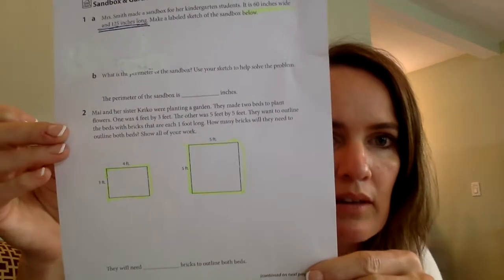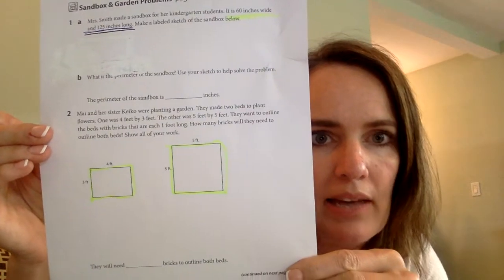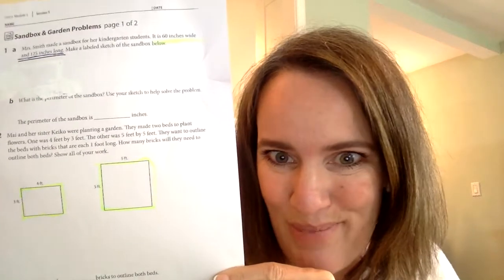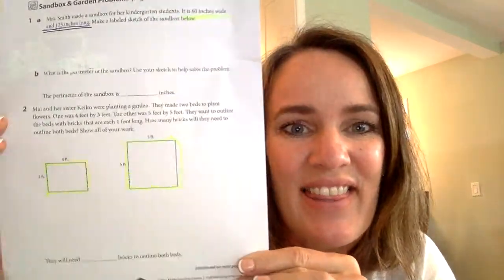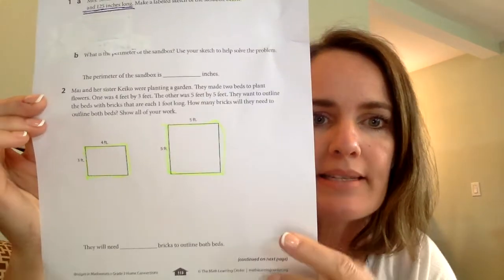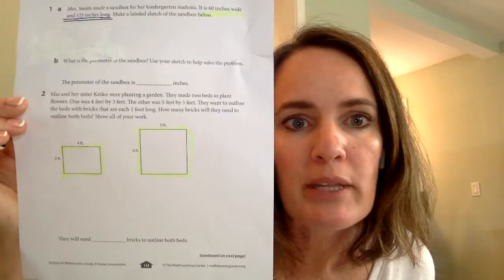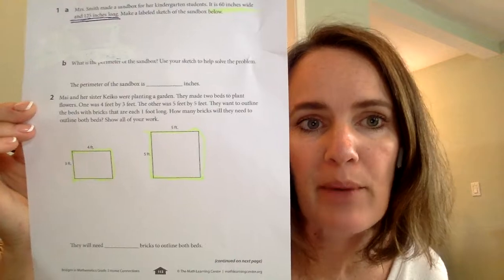Okay, let's look at the second problem. Maya and her sister Keiko were planting a garden. I bet some of you have planted gardens. They made two beds. They call these beds flower beds to plant their flowers.